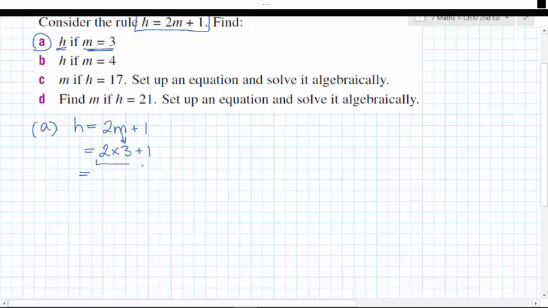I can now use my BOMDAS through here, multiplication. So I do this. So 2 times 3. 2 times 3 will be 6 plus 1. So that will give me that h is 7.